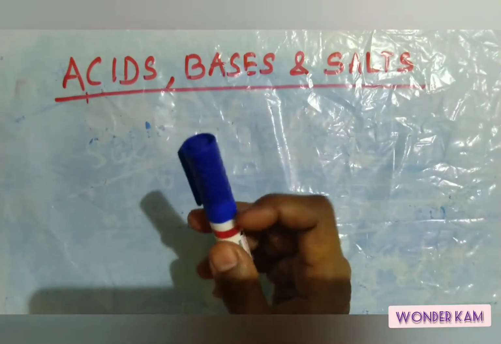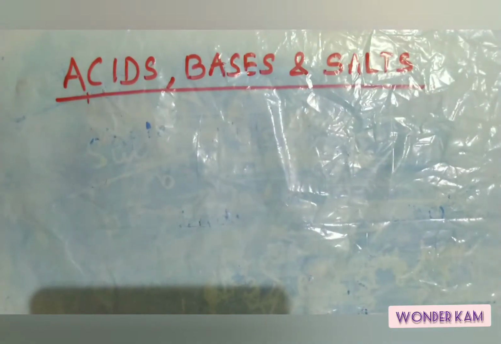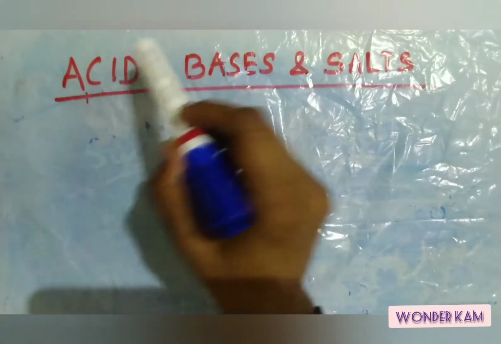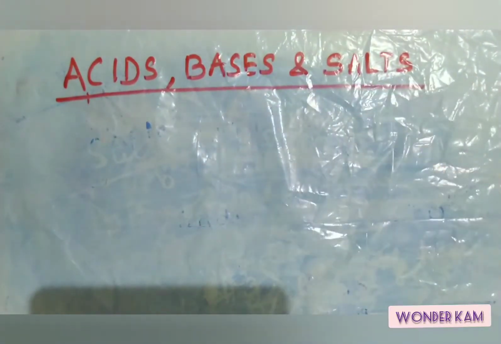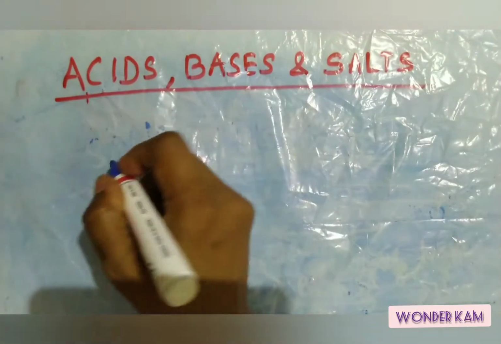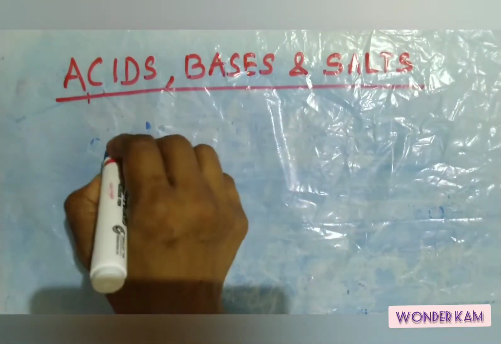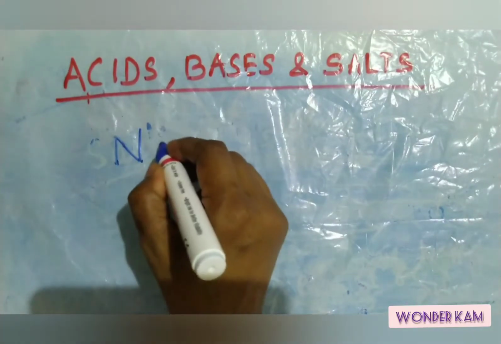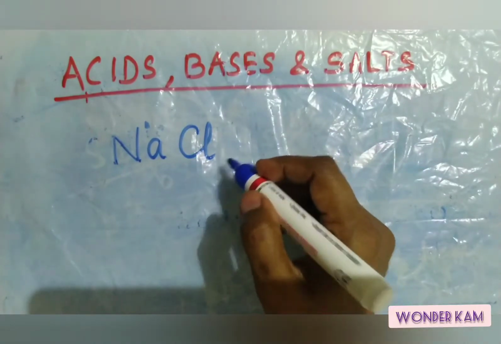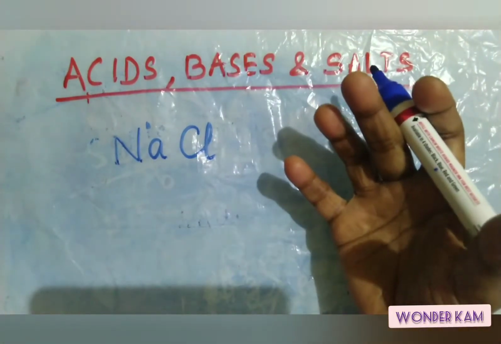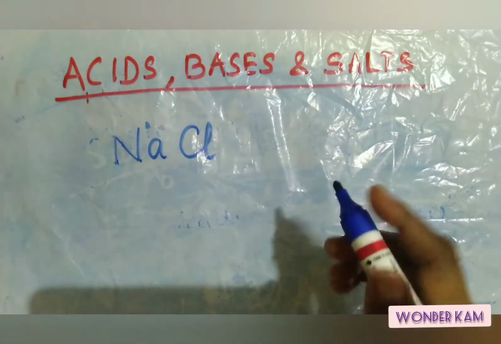This is the continuation of our chapter acids, bases and salts. I have already completed acids and bases. Now I will discuss salts. We use table salt or common salt in our day-to-day life in our food, isn't it? That is one salt. But apart from this common salt, so many other salts are there that we are going to discuss here. So, what is a salt?